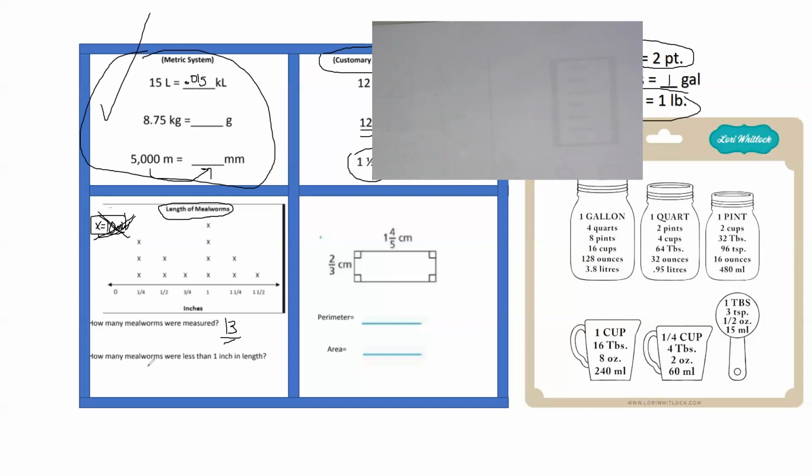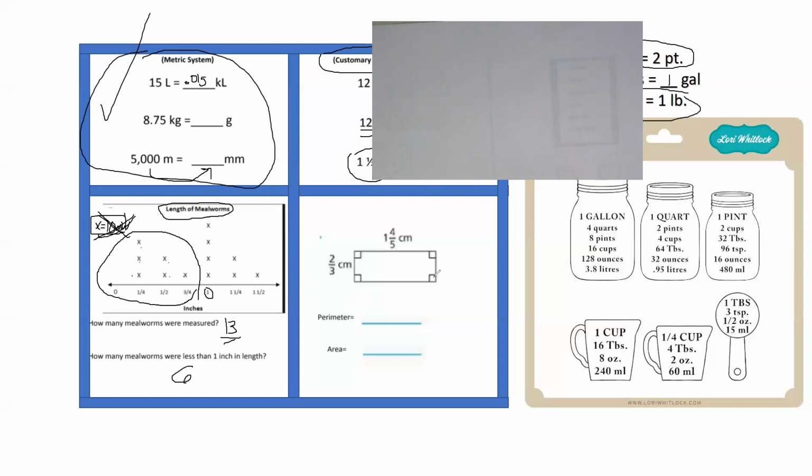Now let's come down here. It says how many mealworms were smaller than 1 inch? Okay, so here's 1 inch. Is 1 inch smaller than 1 inch? No, but all these are. So that answer is 1, 2, 3, 4, 5, 6.